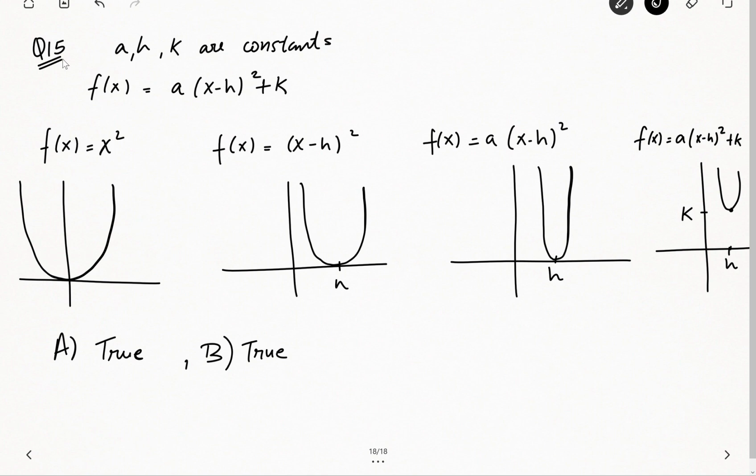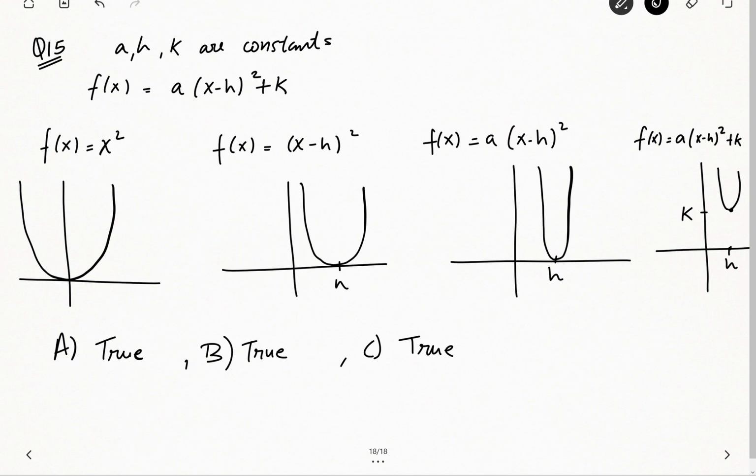The C statement in my case is saying if a is greater than 0, which means we'll have an upward facing parabola, smiley face, then f must have a global minimum. Yes, that's true as well, because if you have a parabola opening towards the top, you'll have a minimum just like we had in this case. So that statement is true as well.